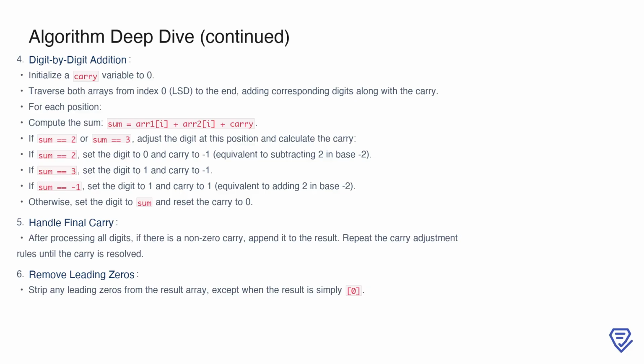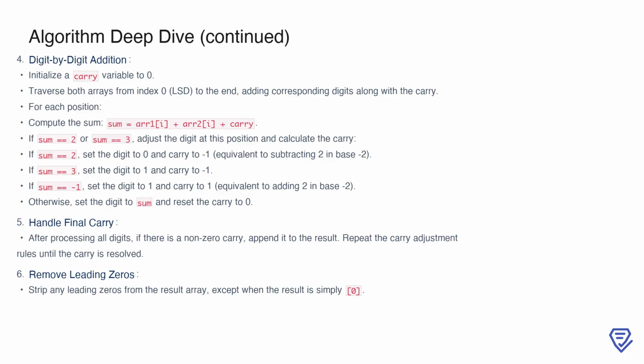For example, if the sum equals 2, the digit is set to 0, and the carry becomes -1, because in base -2, adding 2 is equivalent to subtracting 2 and carrying over. Similarly, if the sum is 3, the digit becomes 1, and the carry is again -1. On the other hand, if the sum is -1, the digit is set to 1, and the carry becomes 1, as adding -1 in base -2 requires carrying over a 2. For all other sums, the digit is set to the sum directly, and the carry resets to 0.